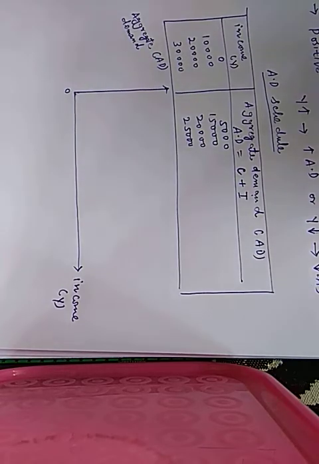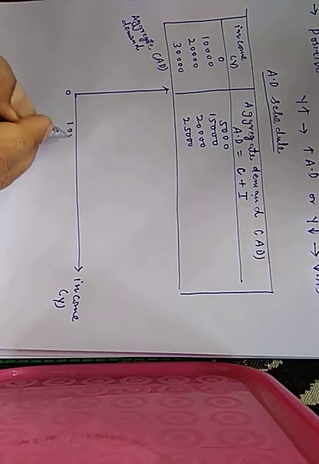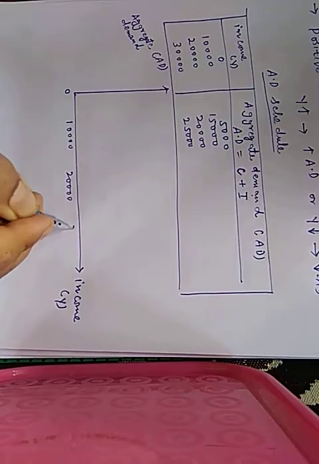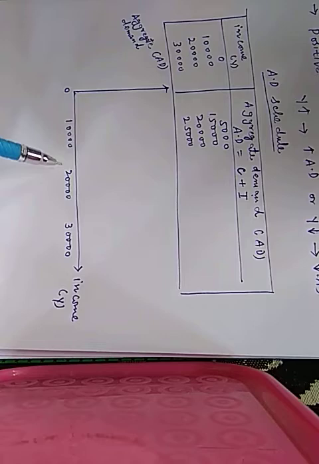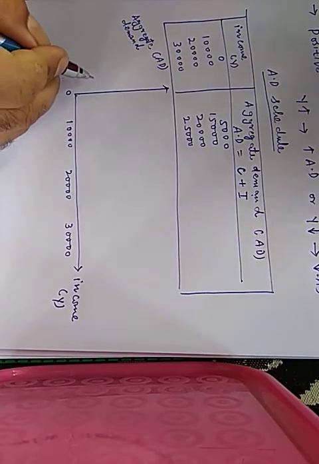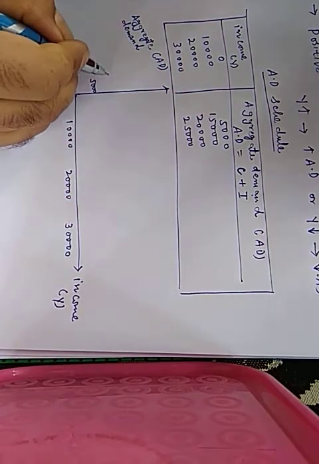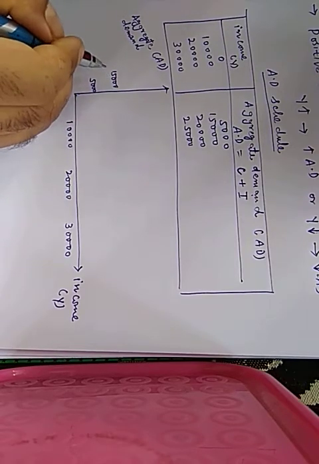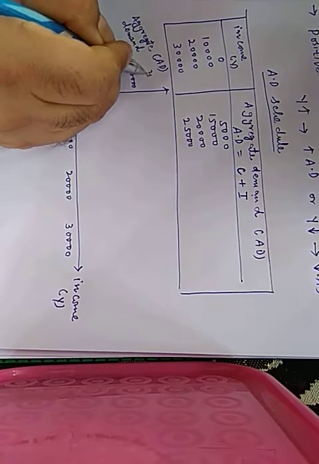Values of income are 0, 10,000, 20,000 and 30,000. And values of aggregate demand at these different levels of income are, when income is 0, it is equal to 5,000, then 15,000, 20,000 and 25,000.